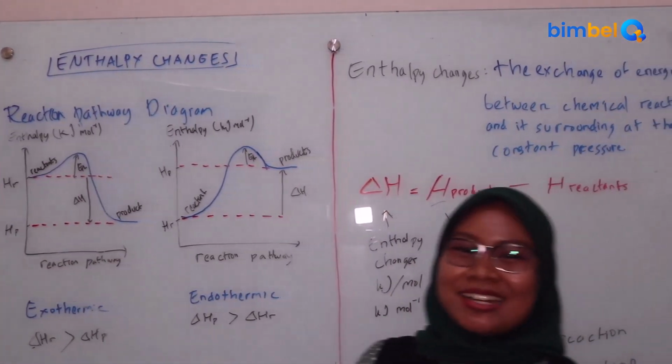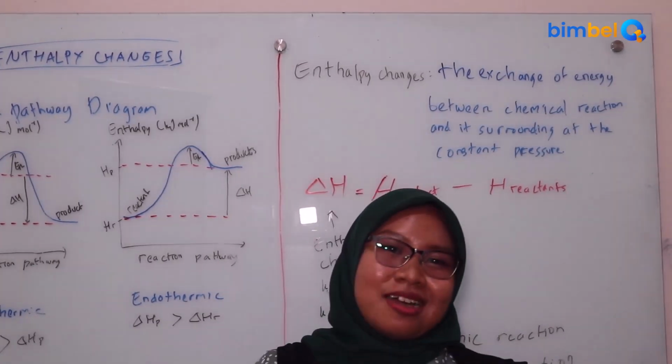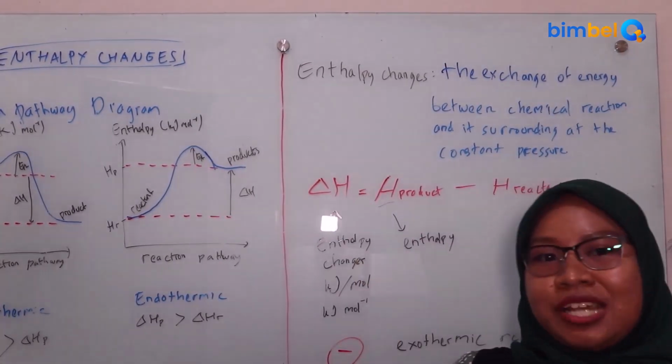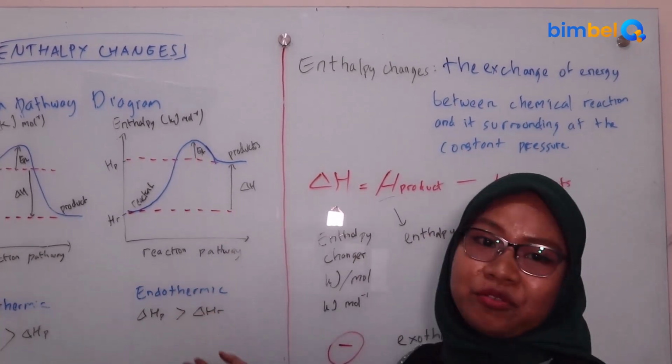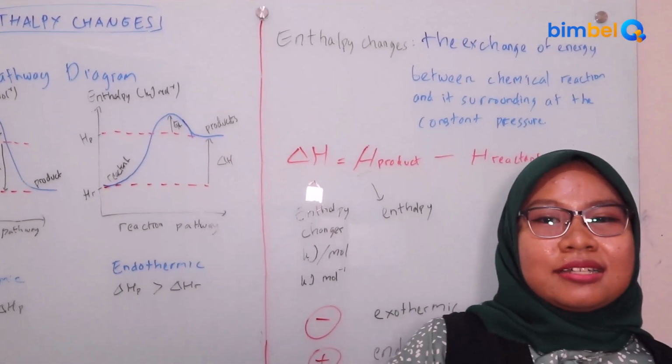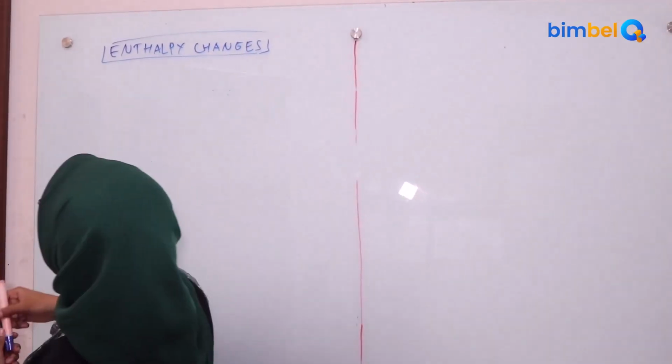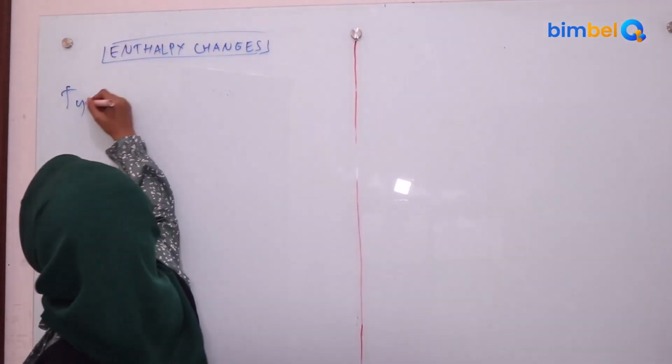So it's quite easy to understand, right? Now you can define the enthalpy and enthalpy changes. Also, you can draw the reaction pathway diagram. Okay, now let's move on. Now let's move on to type of enthalpy changes.